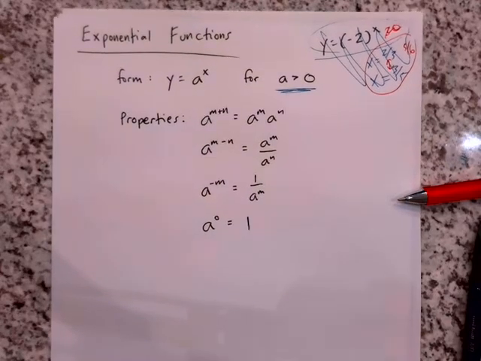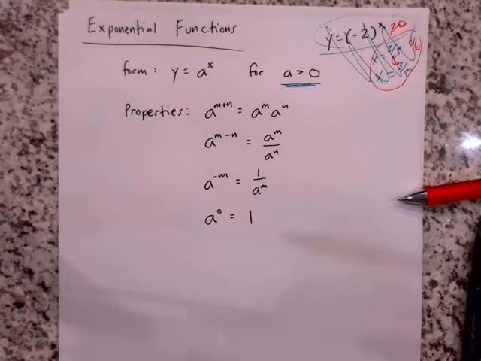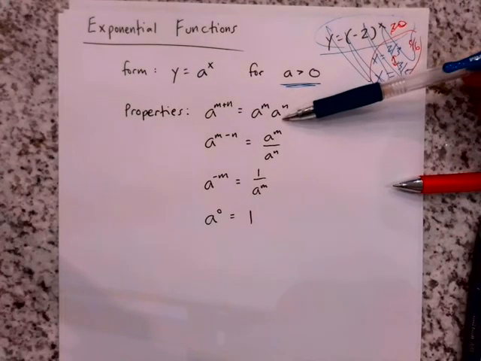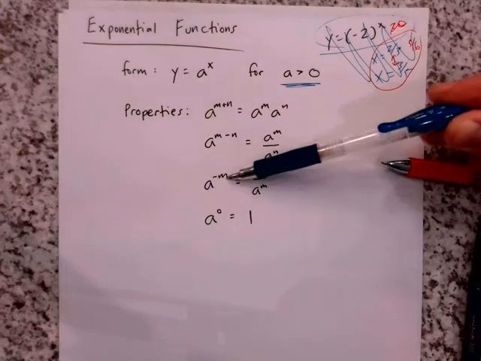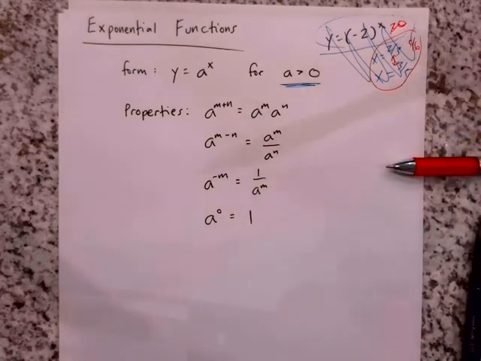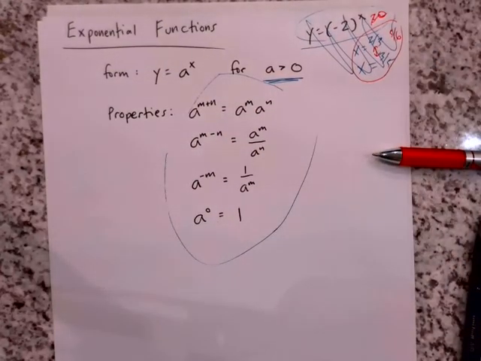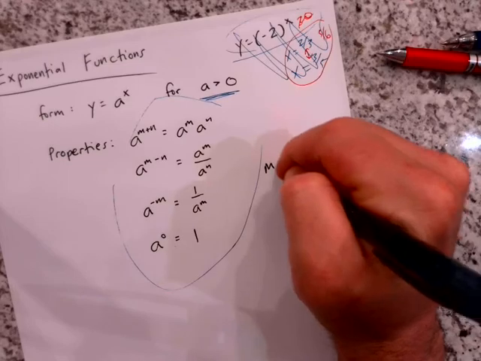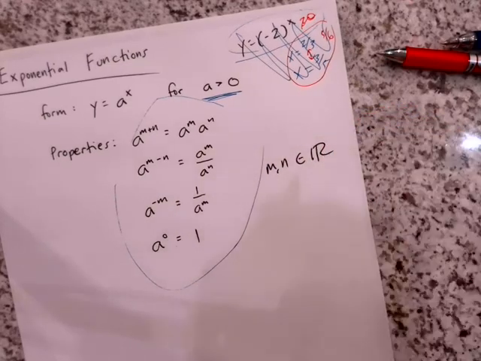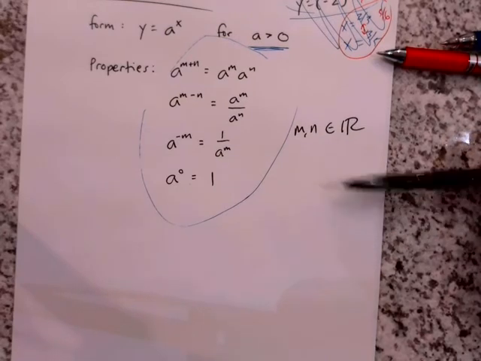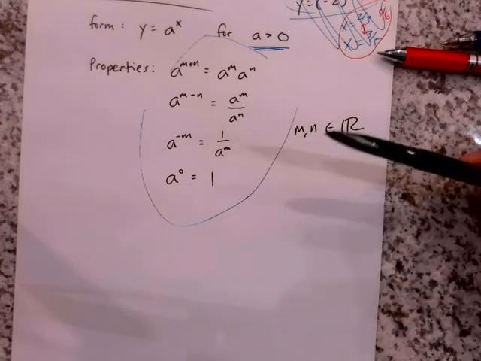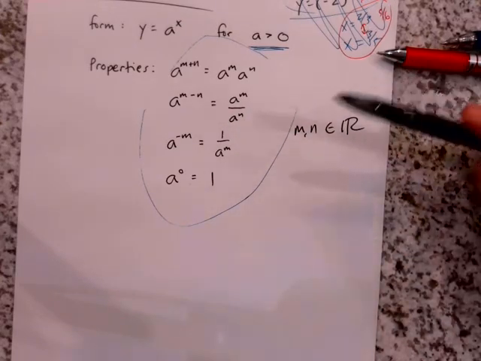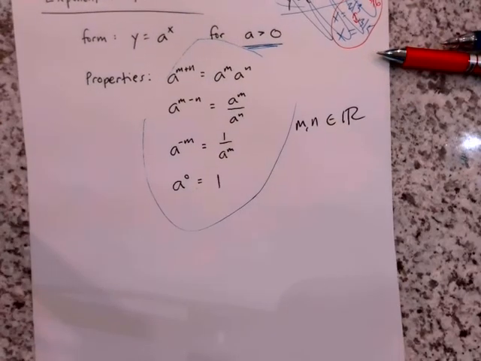Some basic properties of the exponential functions are listed here. When you multiply terms with the same base, you add their exponents. When you divide terms with the same base, you subtract. A negative exponent is 1 over a to the m. A to the 0th is 1. These are all pretty easy to prove as long as m and n are integers. They're true for any real numbers m and n, but it's actually really hard to prove this for real numbers, or even for rational numbers. But as long as you have whole positive numbers, this is pretty easy to prove. Not that we are going to concern ourselves with the proof.